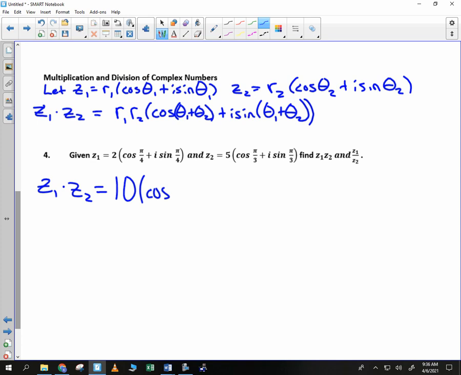In order to add pi over 4 and pi over 3 together, I have to find a common denominator. Very good. 3 pi over 12 and 4 pi over 12. So if you add those together, what do you get? 7 pi over 12. So it's 10 cosine of 7 pi over 12 plus i sine of 7 pi over 12.